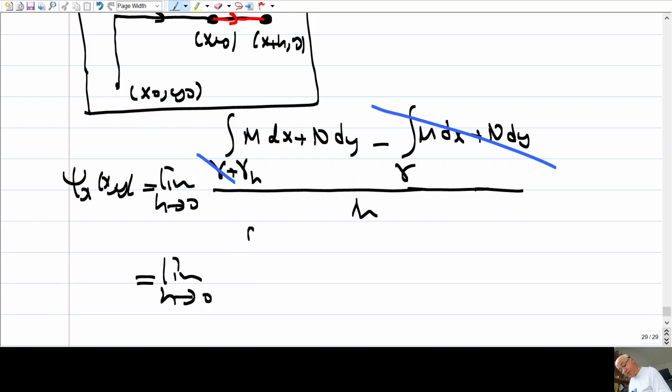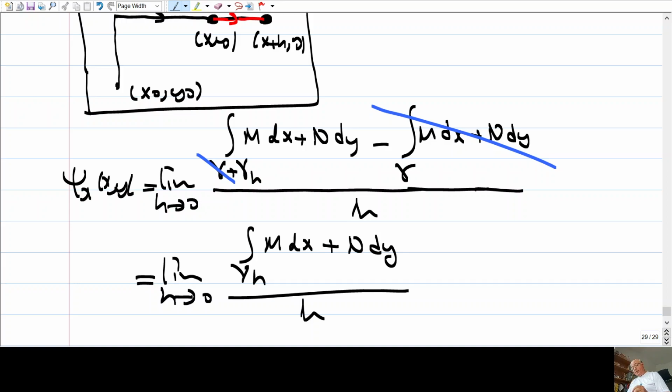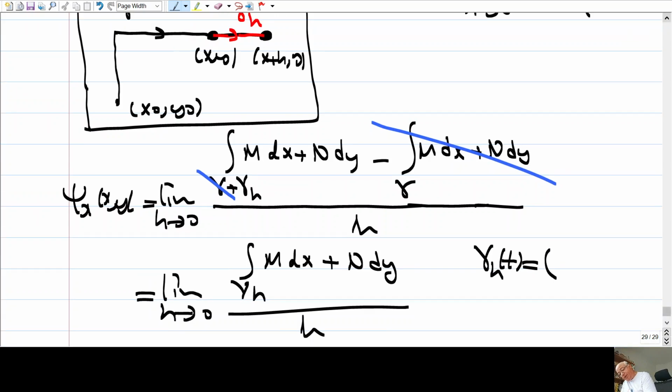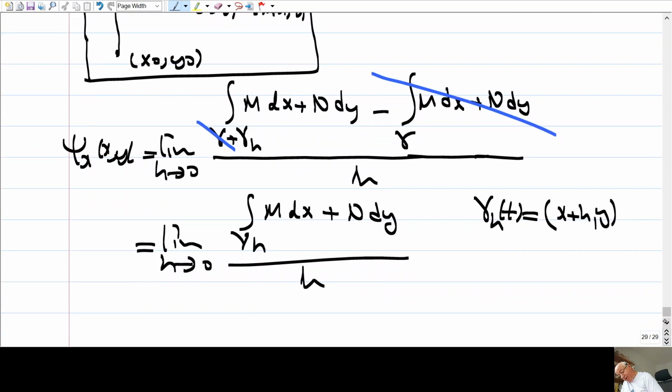What is left is just the following: the integral along gamma h of m dx plus n dy divided by h. All right, what is gamma h? Gamma h is the following path. If I parameterize gamma h, the y coordinate is constant, it is y, and the x coordinate is just x plus t. So I can write it this way, x plus t, and the y coordinate is constant.